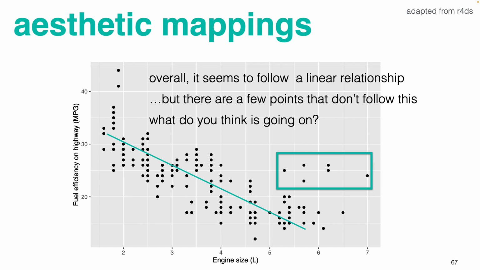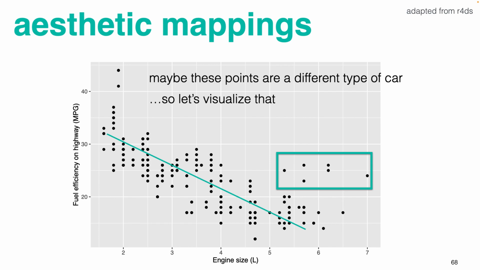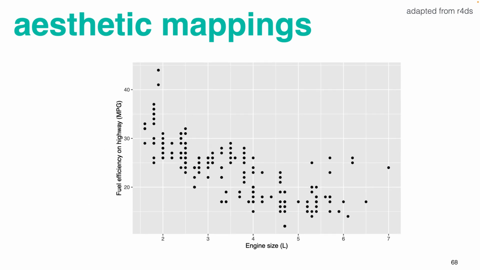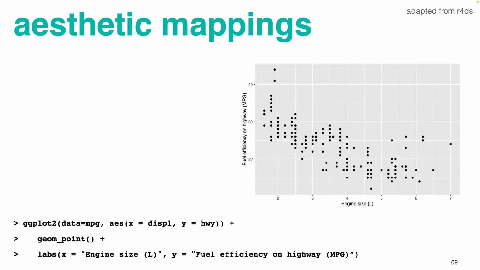This seems like there's a trend, but there's other stuff going on, and there are variables we haven't plotted yet. So one hypothesis, and I have a bit of a future sense here: maybe these points are a different type of car, right? We talked about categories. There's some that are smaller, some that are larger, but maybe there's something else going on over here. So I go back to my hypotheses, and I add something. You see that right there? Add color equals class. So let's do that.